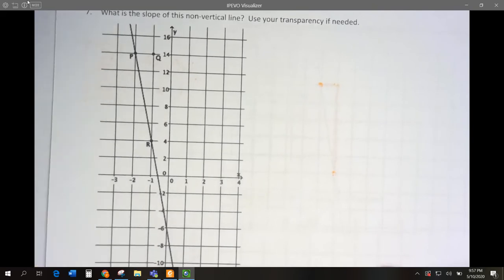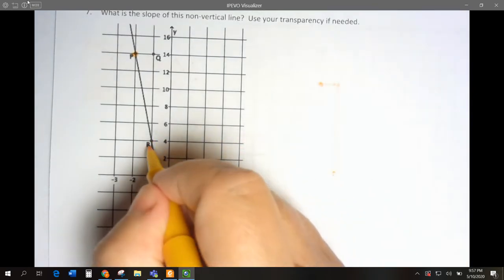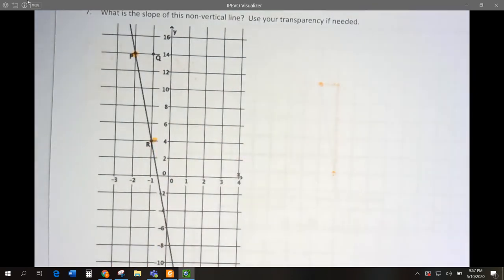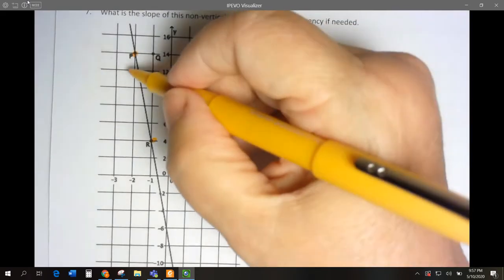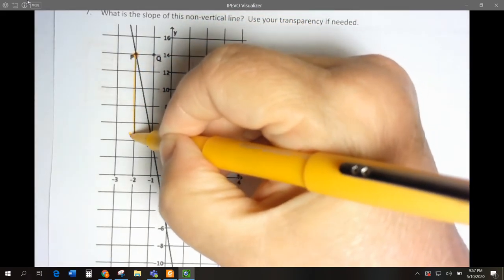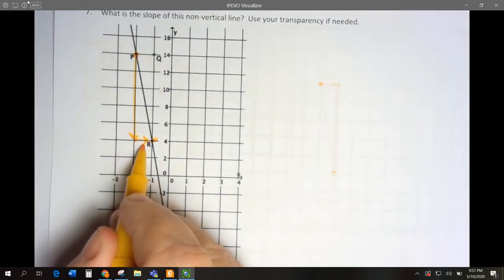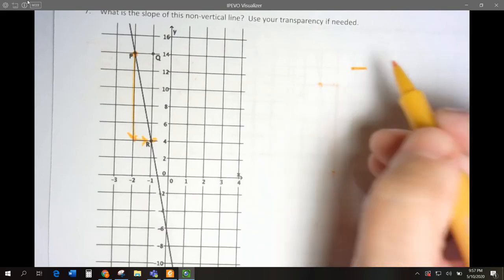Here's number 7. They give us our 2 points again. It was P and R. So let's do our rise over our run. Going up and down, we notice we have to go down to get from P to R. We have to go down, and then we have to go across. So it's going to be negative because we're going down.